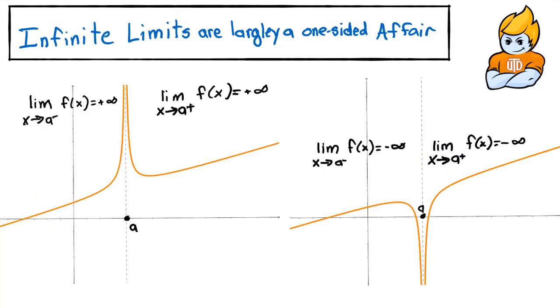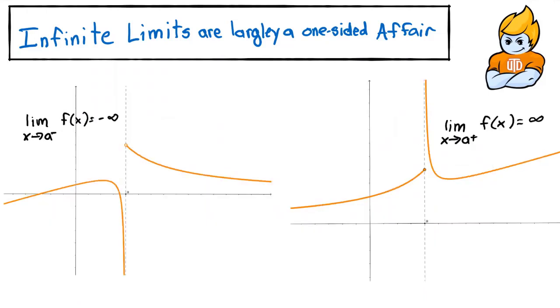Here are graphs of functions that tend to positive infinity for the graph on the left, or negative infinity for the graph on the right, regardless of whether x approaches a from the left or right. In these graphs, the functions have an infinite limit on just one side of a, but a finite limit on the other side of a.